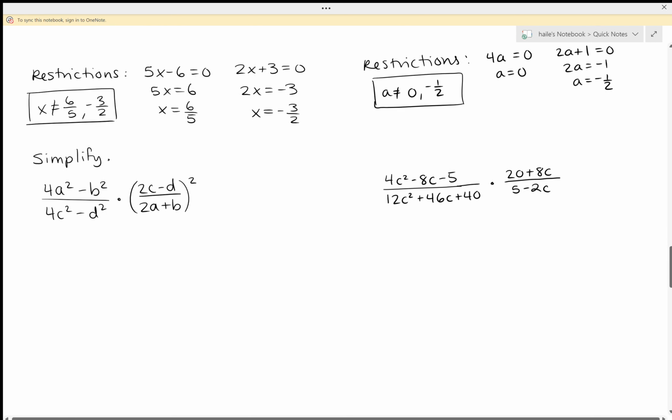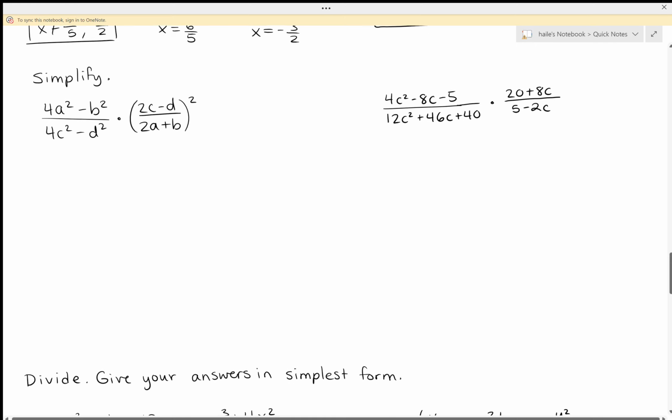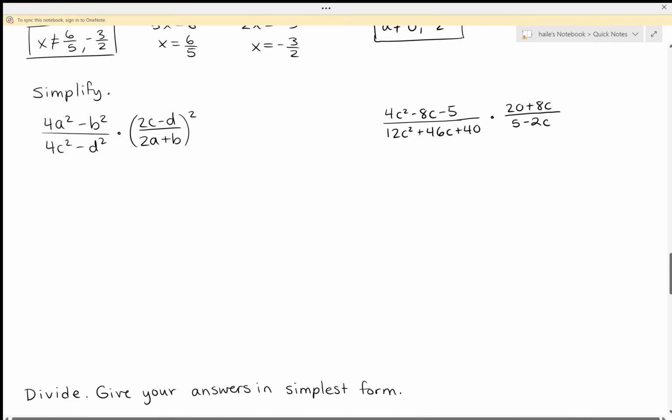Okay, in these next couple of examples, we're going to work on multiplying fractions, or multiplying rational expressions.